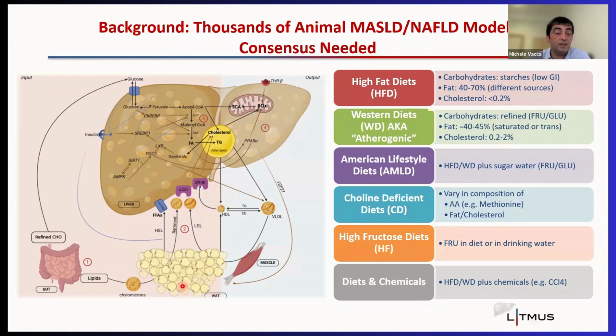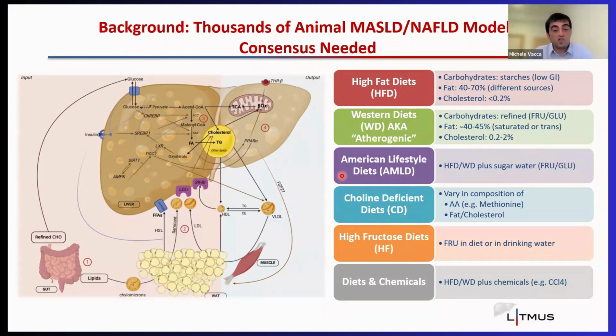The Western diets still induce adipose tissue dysfunction, but since they contain a lot of refined sugars, especially those that contain fructose, they also push de novo lipogenesis via carbohydrate response element binding protein. At least theoretically; we will see that this is not necessarily the case. Again, to push de novo lipogenesis, another model has been developed, the so-called American lifestyle diets. Basically, they are either high-fat diets or Western diets supplemented with sugar water, either fructose alone, glucose alone, or the combination of the two.